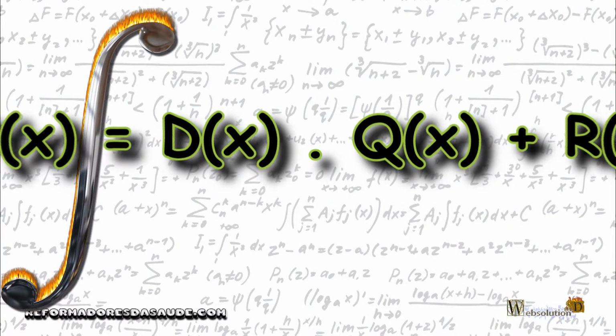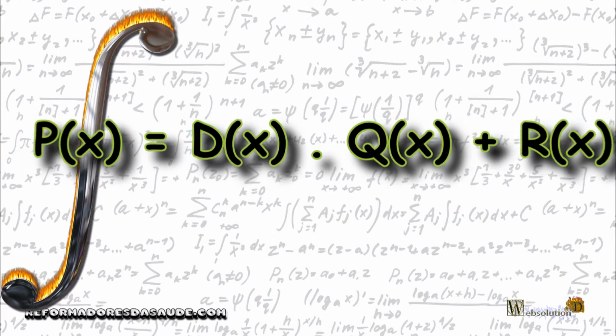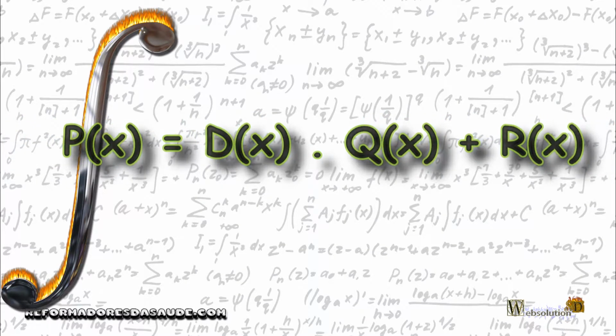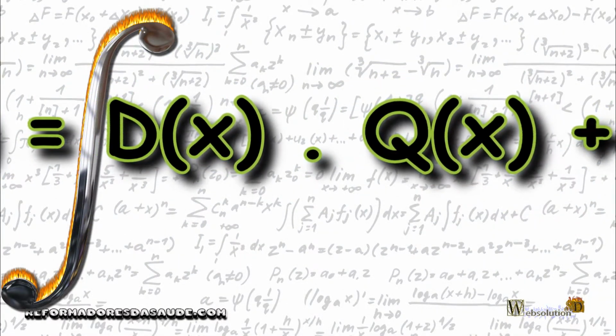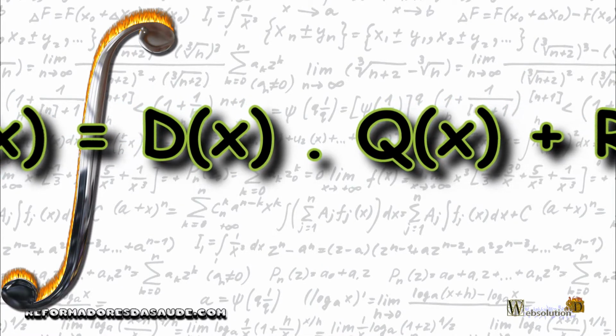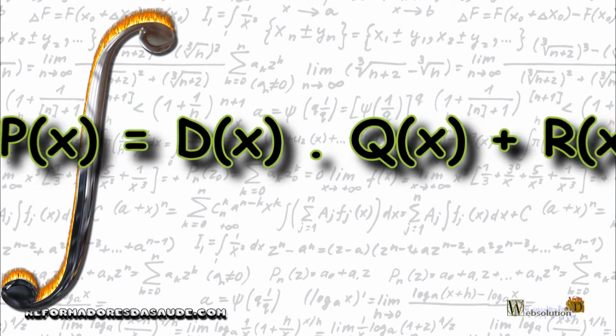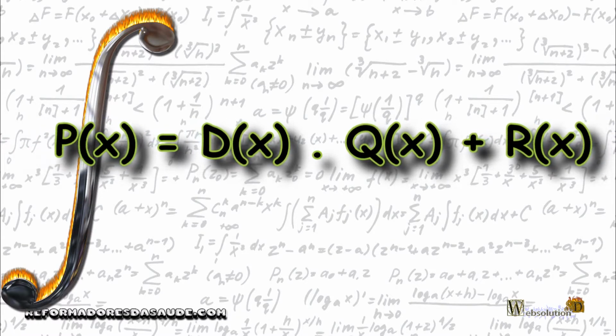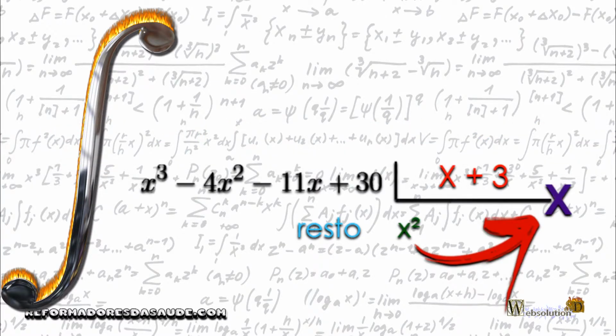Knowing that the initial polynomial is the result of the product of the divisor and the quotient plus the remainder, we represent P of x equals D of x times Q of x plus R of x, so we can get a polynomial. Now, let's do the exercise and find out what the second degree polynomial of this grade 3 polynomial is.